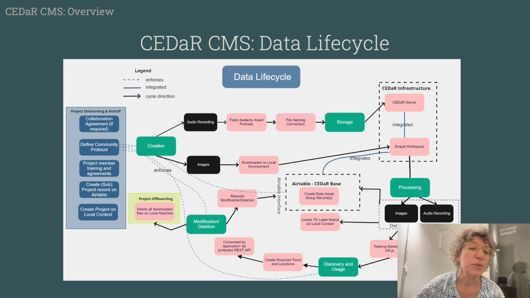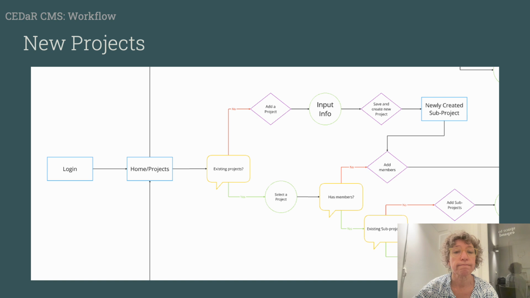This diagram shows the total picture of a data lifecycle at Cedar, from soup to nuts, from A to Z. And one of the key pieces is really the collaboration agreement, and starting with that collaboration agreement in order to determine what the protocols are around the data.